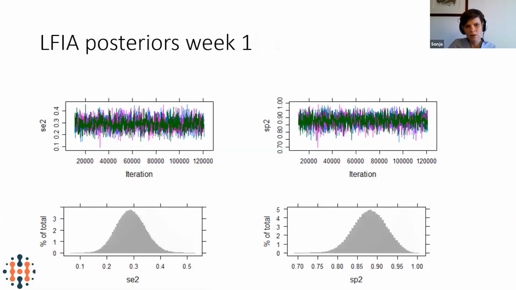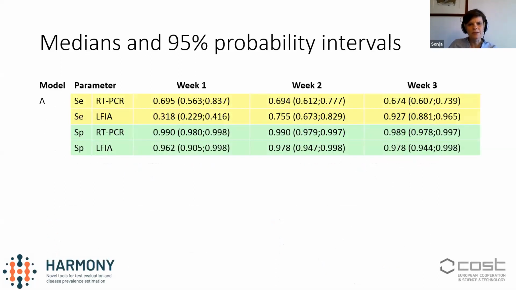For the week 1, also the posteriors for the lateral flow immunoassay. Here, the sensitivity is relatively low, just close to 30%, but the specificity is higher compared to this. And combined, of course, you can also have these quantitative approaches showing medians and 95% probability intervals.